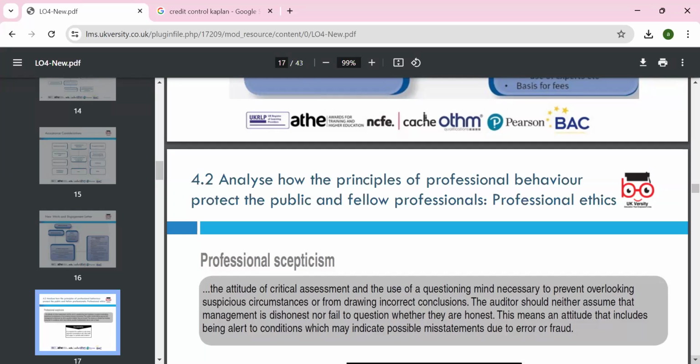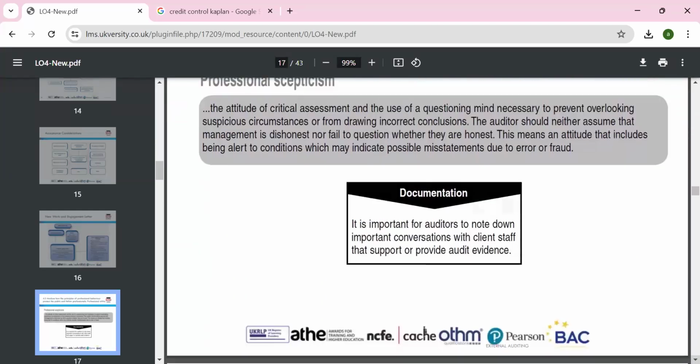The attitude is the critical assessment, the use of questioning, and is necessary to prevent special suspicious circumstances and drawing incorrect conclusions. Neither assume the management is dishonest, collect the evidence. This means the attitude includes being alert to conditions and looking around for misstatement due to errors or fraud. Errors can happen anytime, but fraud is when you do things intentionally.